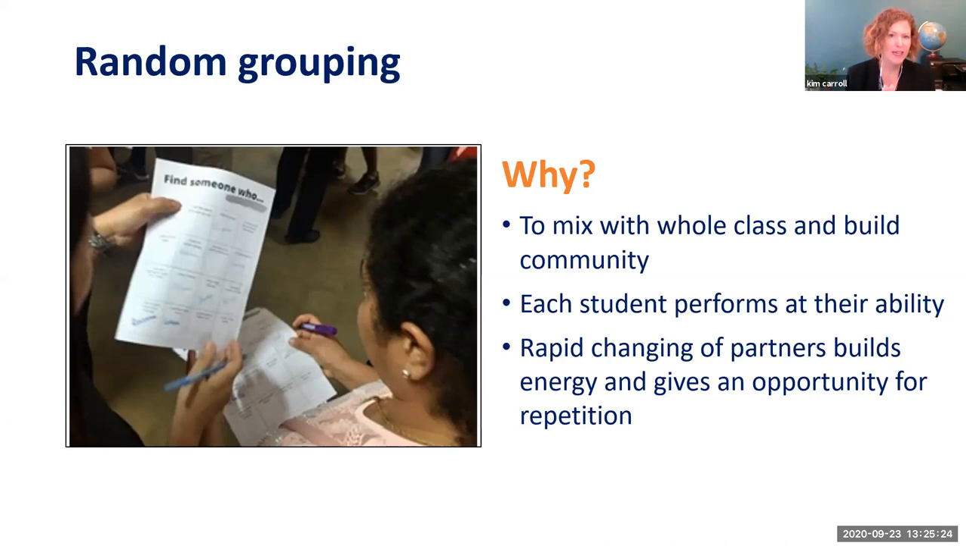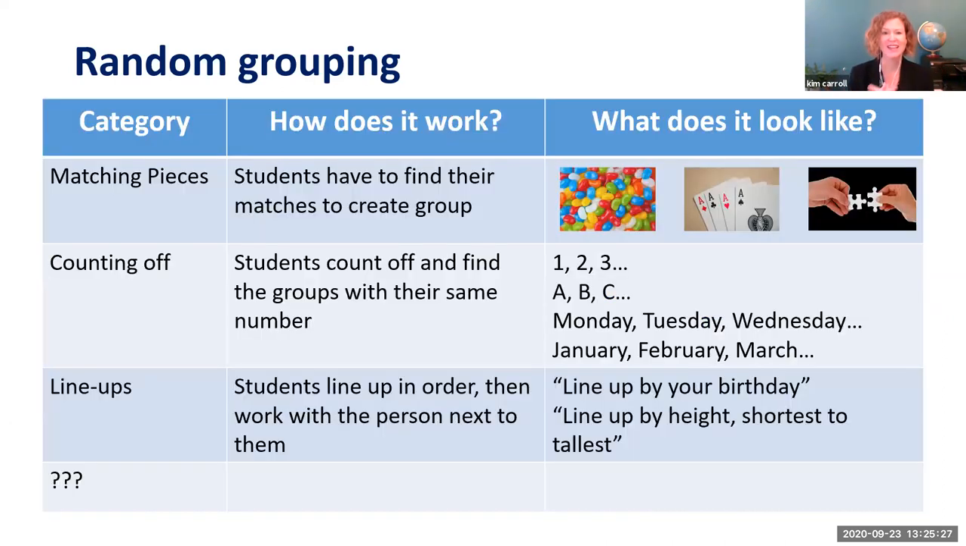So next slide, we're gonna look at how, and you already gave us some great ideas on how you might put students into groups. So a couple of ways that I like to use are matching pieces. So students have to find matches to create their group. My first picture there is of jelly beans, which is a sugary candy of different colors. So if each student chooses one, and then they have to get into the group of all the people with their same color. The second one, you see a deck of playing cards, but it doesn't have to be playing cards. It could be any flashcards that you make that have numbers or colors or letters or even pictures, and they have to get with their matching group.